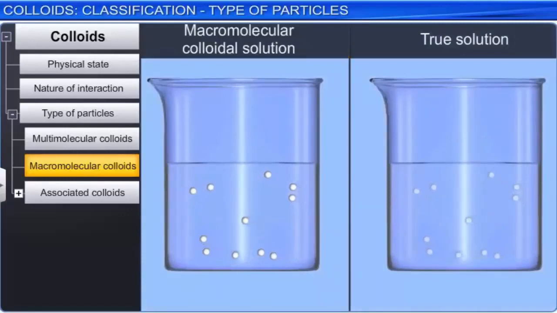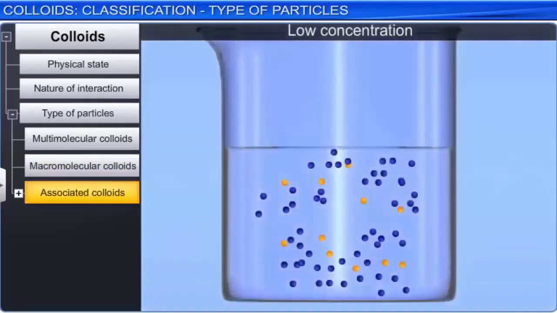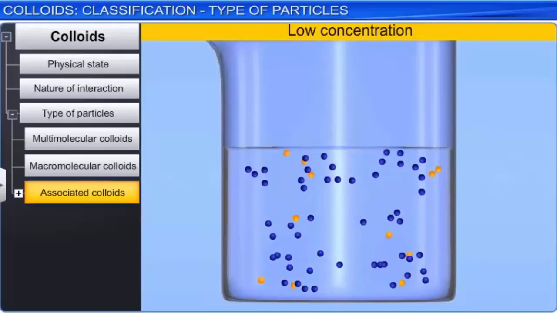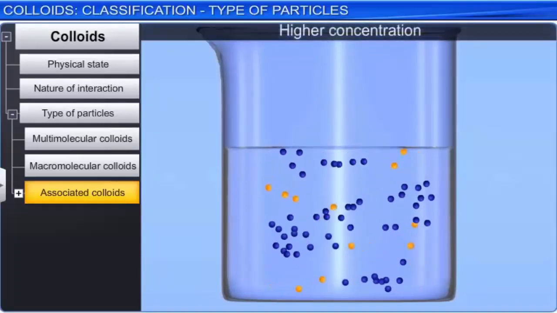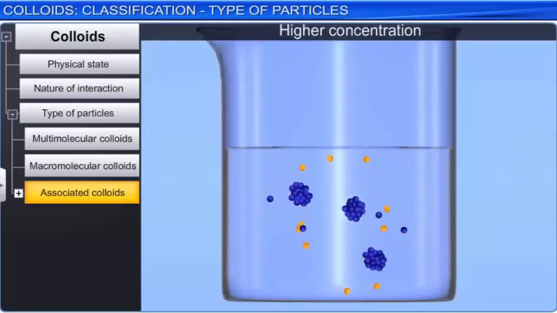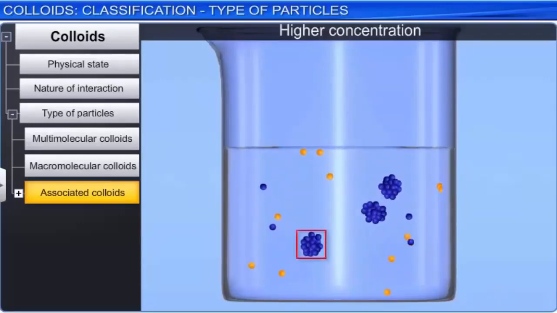Now, we will discuss the last category of colloids, namely associated colloids. There are some substances that behave as normal strong electrolytes at low concentration, but behave as colloidal solutions at a higher concentration. The colloidal behavior is due to the formation of aggregates of small particles. Such aggregated particles are called micelles, and the colloid thus formed is called an aggregated or associated colloid. Surface active agents like soaps and detergents are examples of associated colloids.